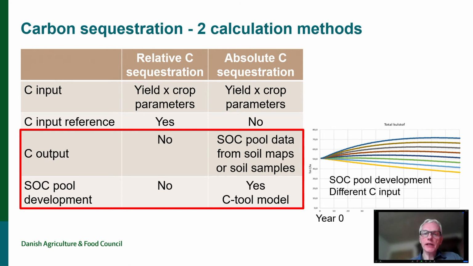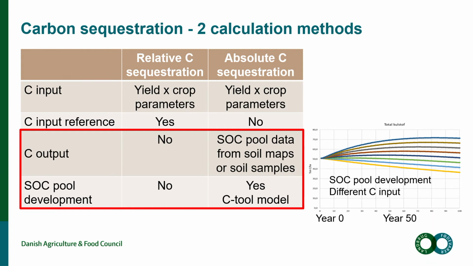The input is calculated in the same way, but then we also use the C-tool model. And we will try to get data about the soil organic carbon pools, either from soil maps, which is rather imprecise, or from soil samples to initiate the carbon model. And then when this model is up and running, we are hopefully able to calculate the development in the soil organic carbon pools in a correct way.